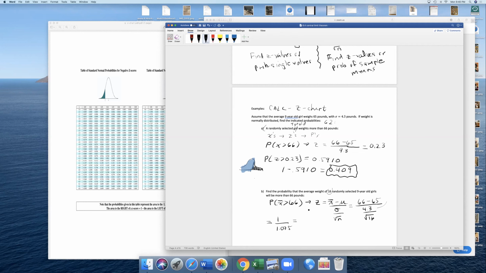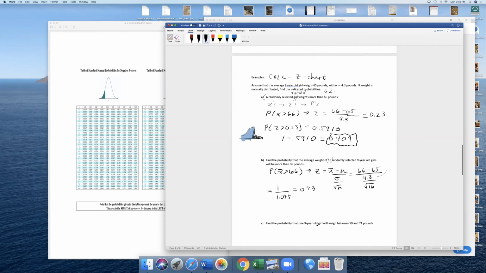And 1 divided by 1.075 gives us a z value of 0.93. Okay, so we have a z value here of 0.93. So finding the probability that x bar is greater than 66 is the same thing as saying find the probability that z is greater than 0.93.